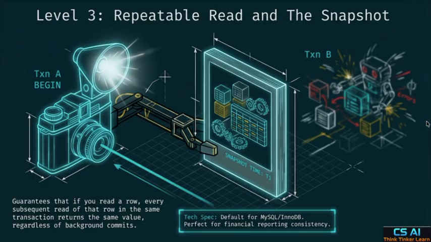Level 3 is the repeatable read. This level guarantees that if you read a row once, every subsequent read in that transaction will return the same value, regardless of what other users are committing in the background. It achieves this by taking a snapshot of the data at the moment the transaction begins. This is the default for the MySQL InnoDB engine and is perfect for maintaining consistency in financial reporting.